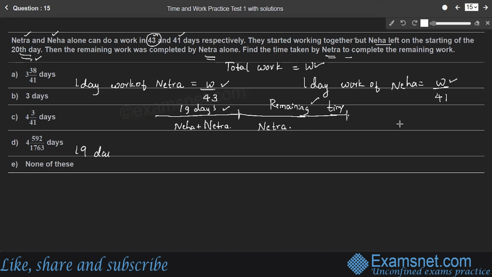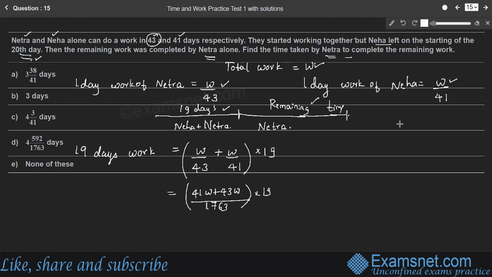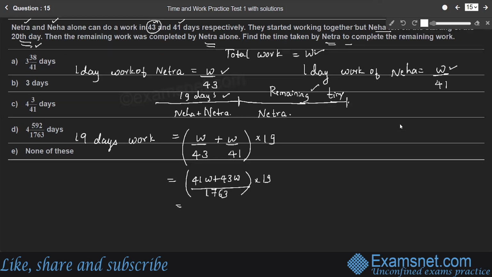The 19 days work done by Neha and Netra: their 1 day work is W by 43 plus W by 41. This is their 1 day work. Into 19 gives the 19 days work. Here the LCM is 43 into 41, which is 1763. The numerators become 41W plus 43W, into 19. So their 19 days work becomes 84W by 1763 into 19.